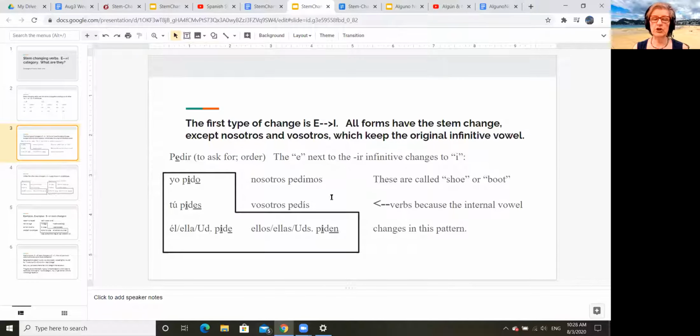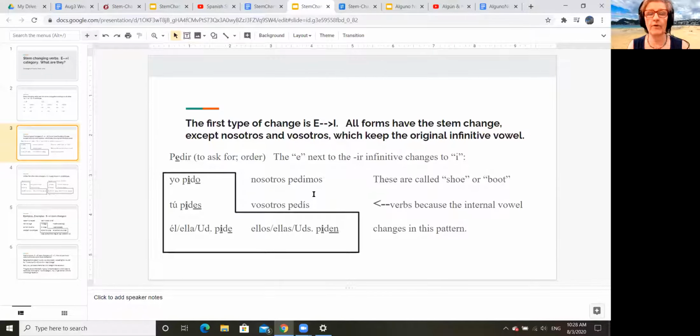They're going to have that shoe or boot format. Anything falling within the shoe or boot gets the stem change of E to I. That means nosotros will not get the stem change, nor vosotros. So, pedir, to ask for, and the "for" is included in there. We don't need the actual word "for." It's all built into that verb.